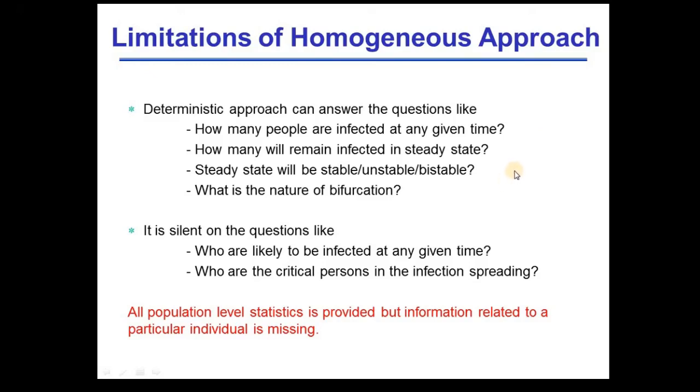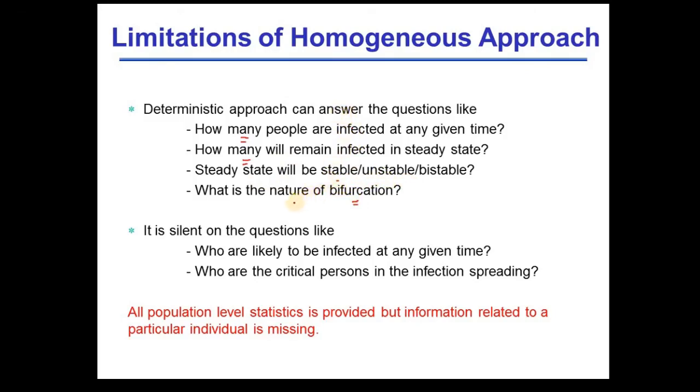So they can answer questions like how many, right? Questions where you raise global issues, like how many people are infected, how many will remain infected in the steady state, right? Is the state that I am seeing stable or unstable or maybe bistable, right? Is there any bifurcation? So these kinds of questions we can answer from the deterministic approach.